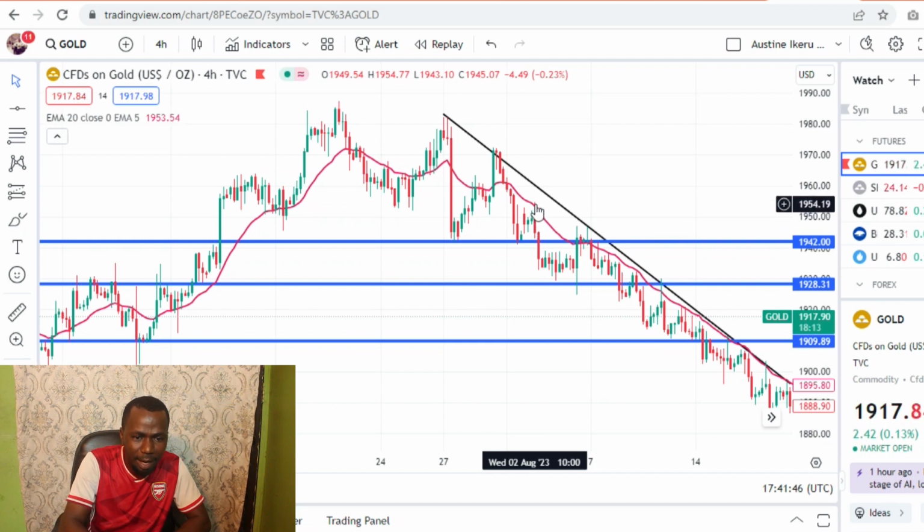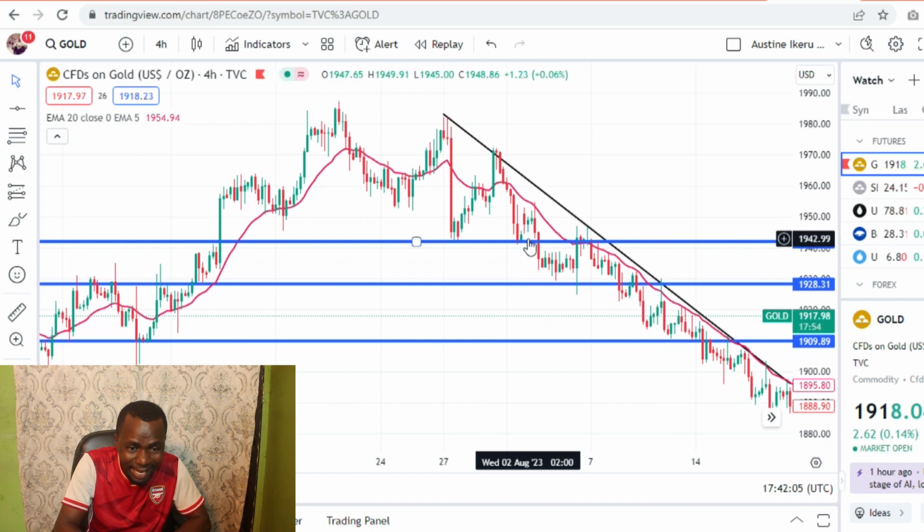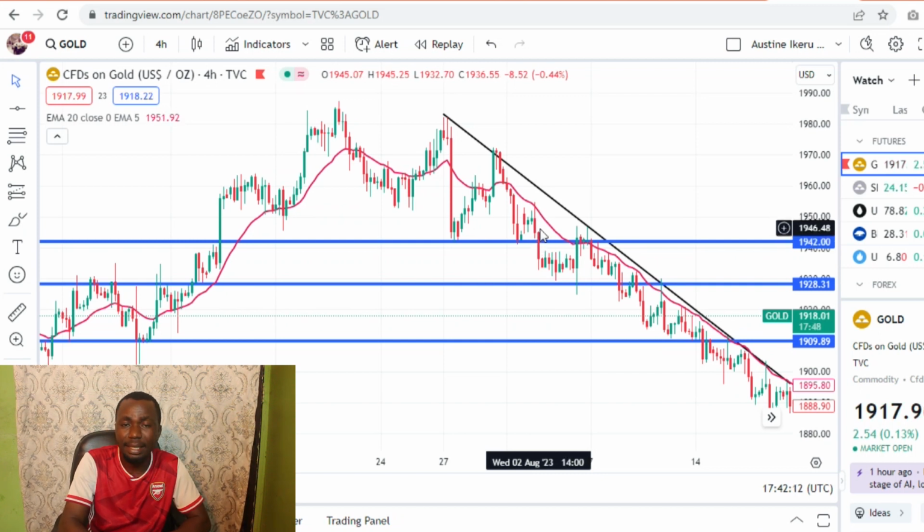When it got to this 20 EMA, it couldn't break past it. Rather, it made a rejection and then formed a red candle, causing a bearish engulfing pattern. This is what we call a bearish engulfing pattern, because the candlestick engulfed almost 3 green candlesticks. You can see it now. So this is a strong signal that the market is still going down.